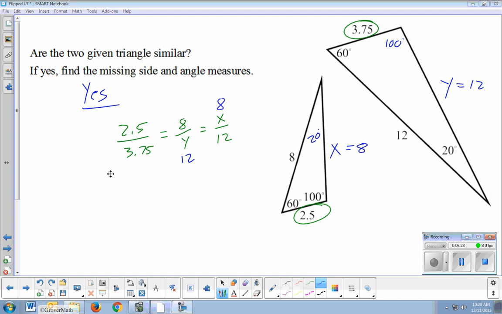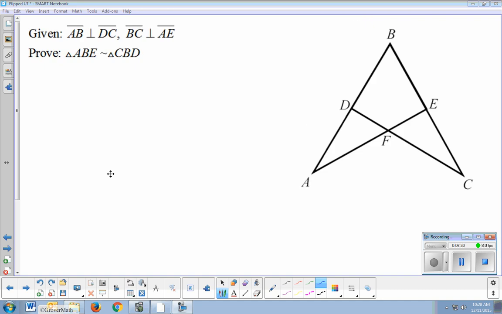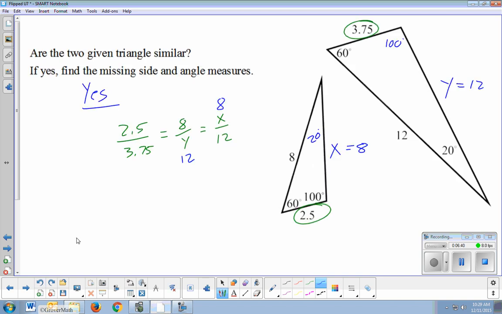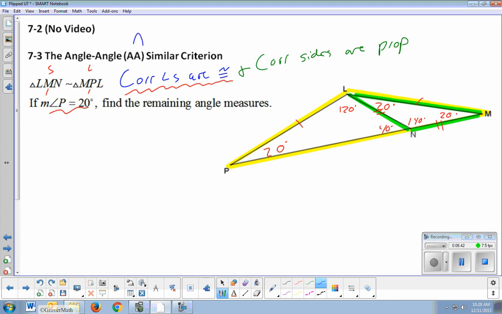All right, one more question I want to do with you today, and it is a proof. Yes, we are going to do some short proofs in this chapter, but not a lot. And what we're going to look for here is the angle-angle criterion. Now notice that it's not angle, angle, angle. Why is it not angle, angle, angle? You know, for congruency, it was always 3 things: side, side, side, side, angle, side, angle, side, angle. So why just 2 A's?